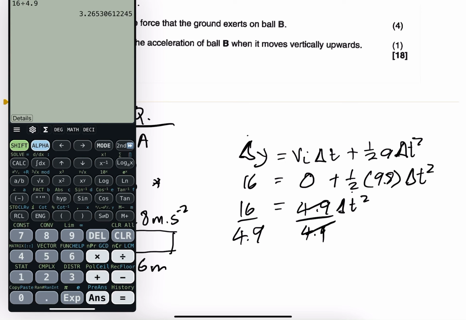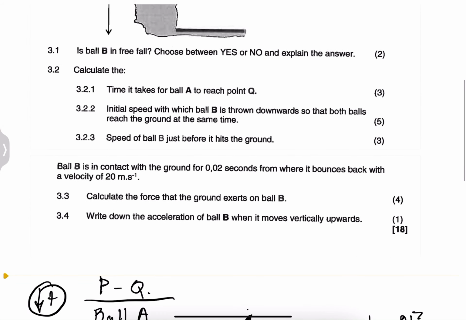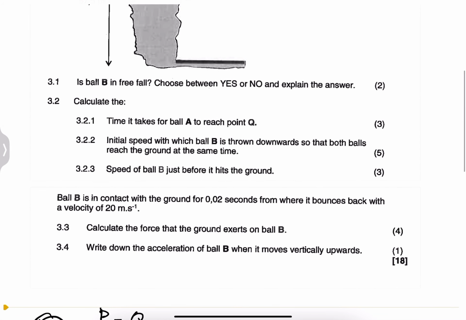And then remember, we take the square root of our answer. So that means it only took 1.81 seconds. That's the time it took for ball A to move from P to Q. Now the next question asks us to calculate the initial speed with which ball B is thrown downwards, so that both balls reach the ground at the same time.